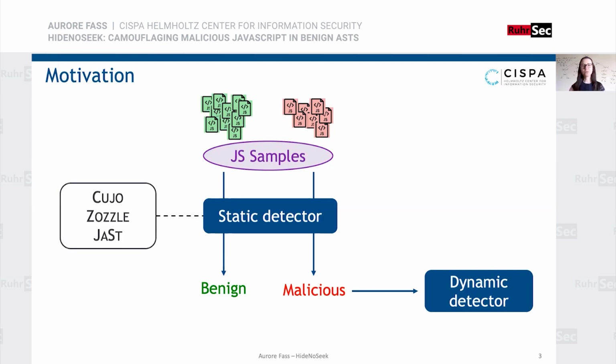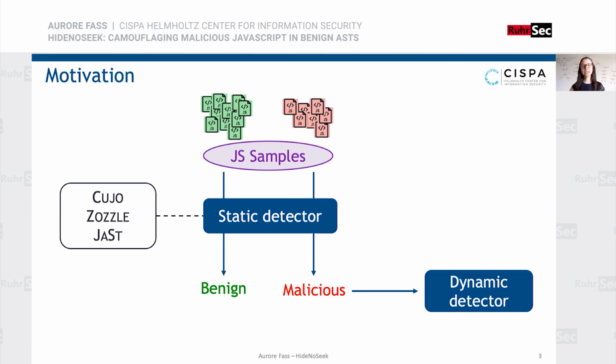For example, we have Kuyo, we have Zozo, we have JST, and all three of them combine an abstraction of the source code with machine learning algorithms to predict if a given file is benign or malicious based on what they have seen or learned before.